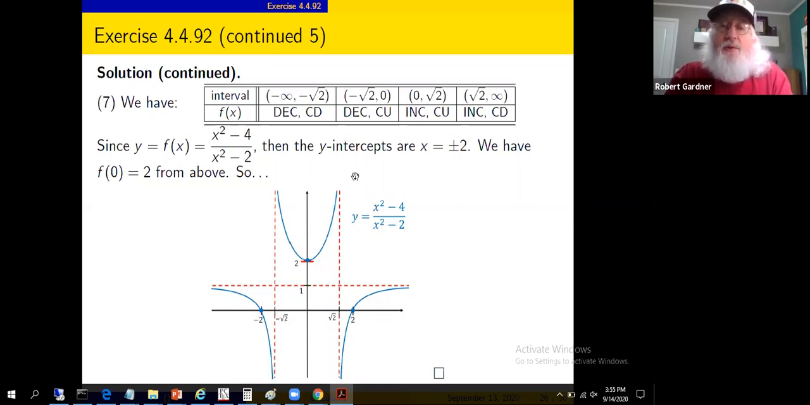Between negative square root of 2 and 0, I want decreasing, concave up, vertical asymptote. So we'd have to come down like this, decreasing, concave up. They have to level off here because of the critical point. Comes out of here level.